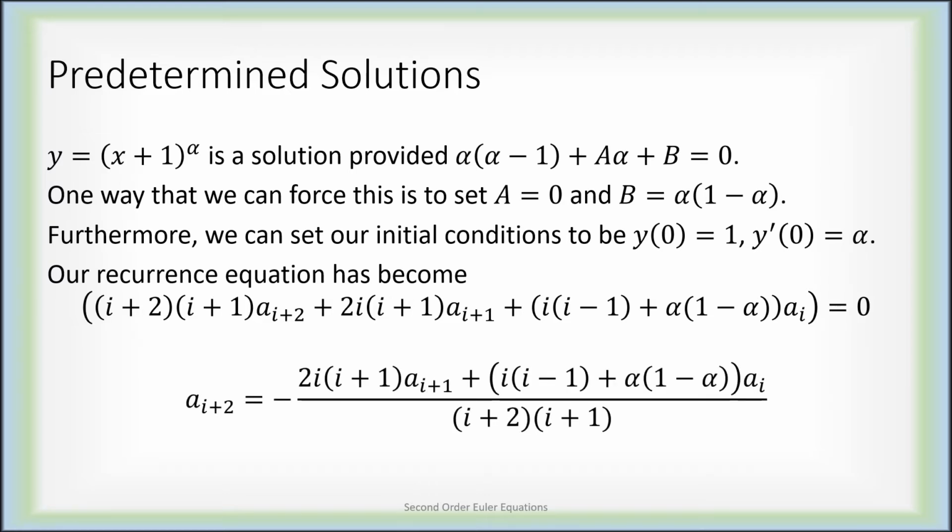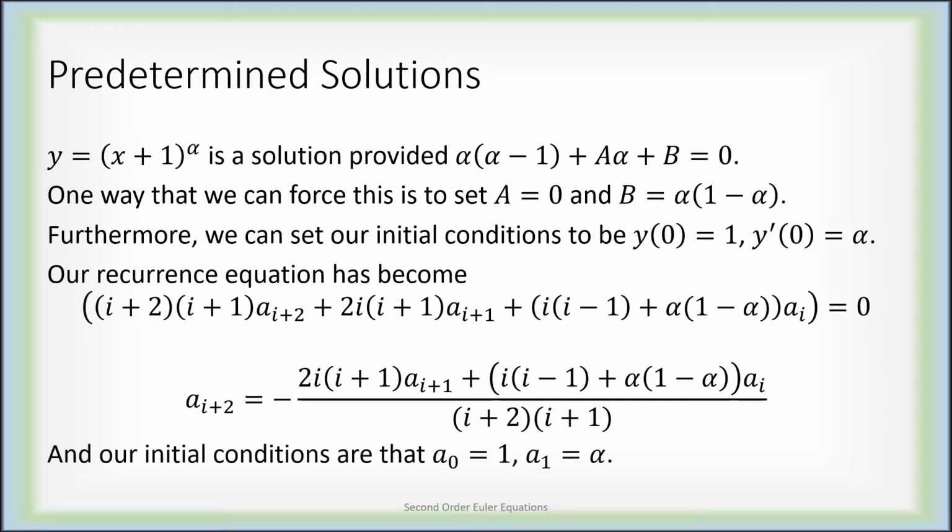Solving for a sub i plus 2 will generate this. So we simply need to take these two terms, move them to the other side, and that's where this minus sign comes from, then divide by i plus 2 and also divide by i plus 1. The initial conditions were that a sub 0 equals 1 and a sub 1 equals alpha. And with this recurrence relation and two initial values given, we can generate more and more terms.